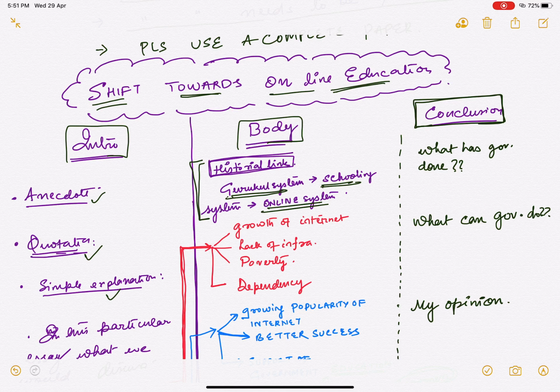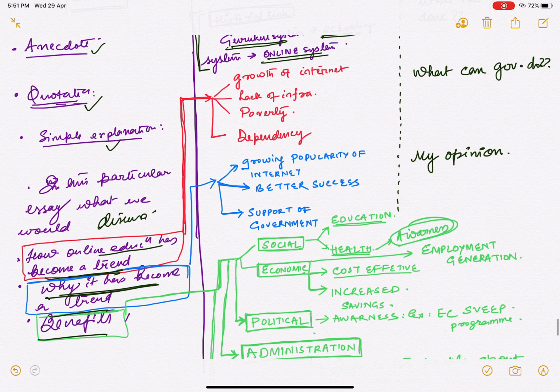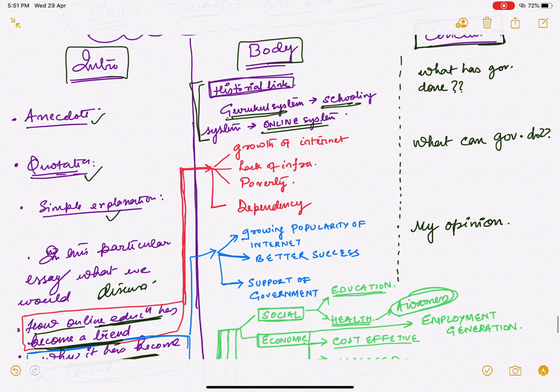But if you practice this thing, it's better and awesome. Trust me. Next, the first thing was how online education has become a trend. Now, first of all, I would divide this main topic into small subtopics.